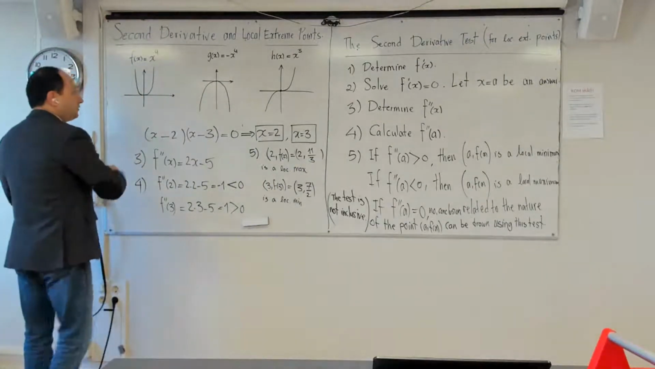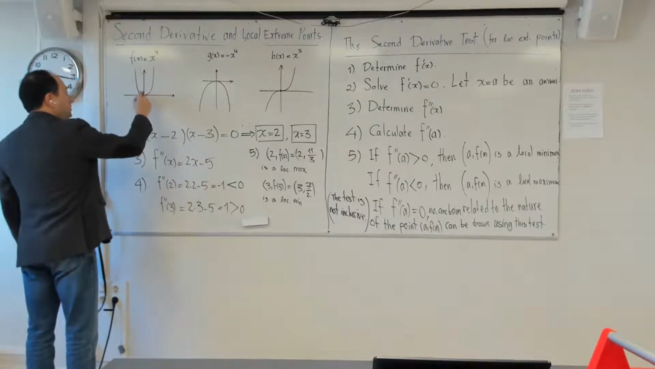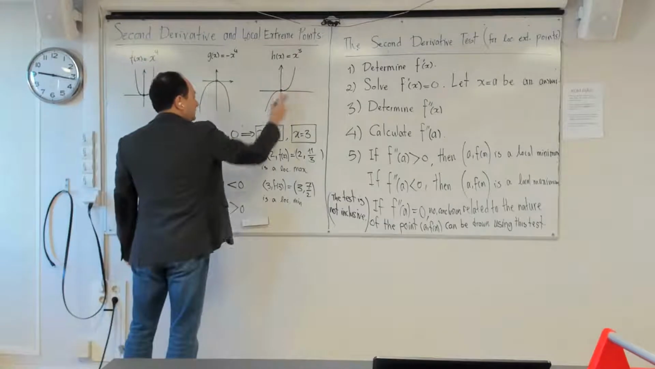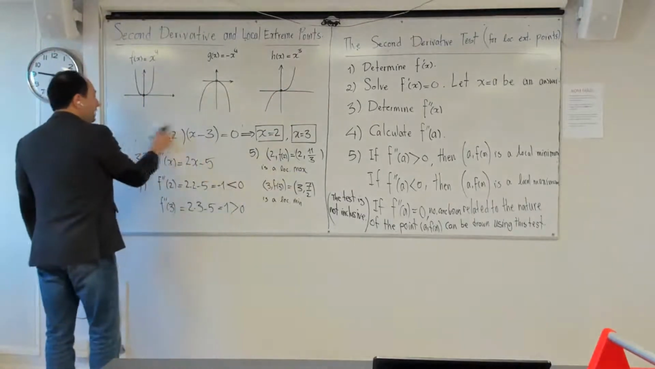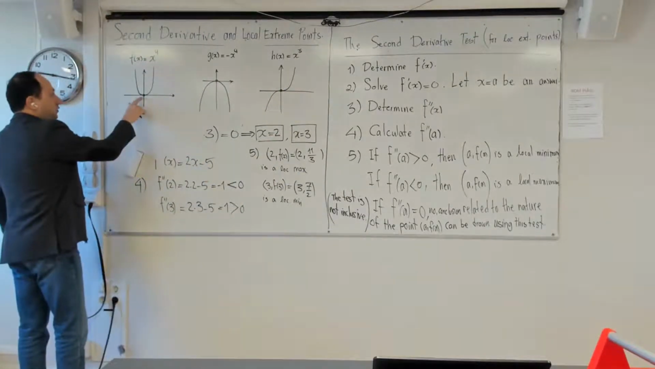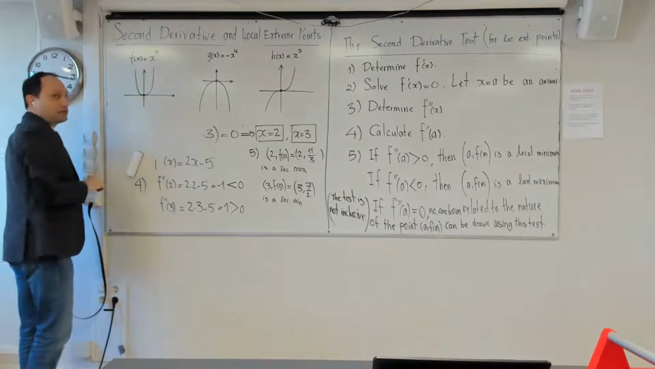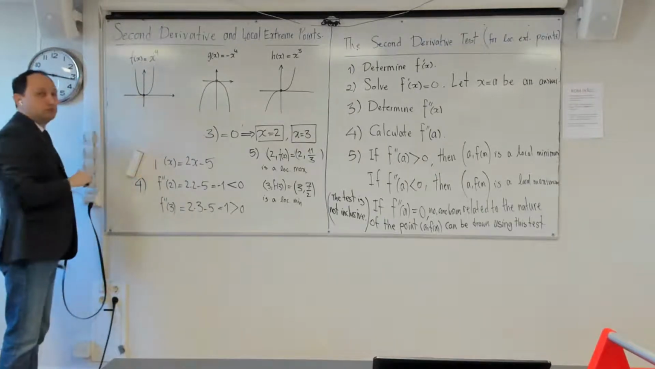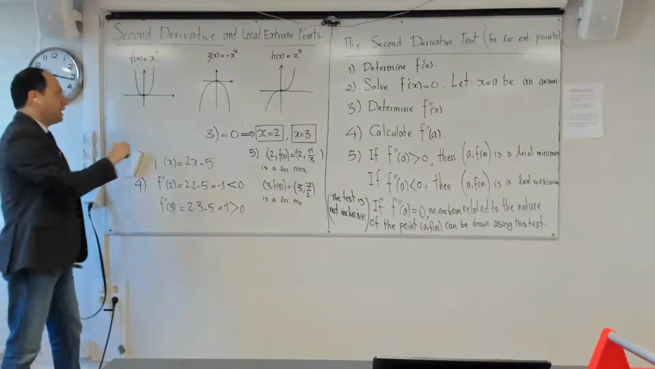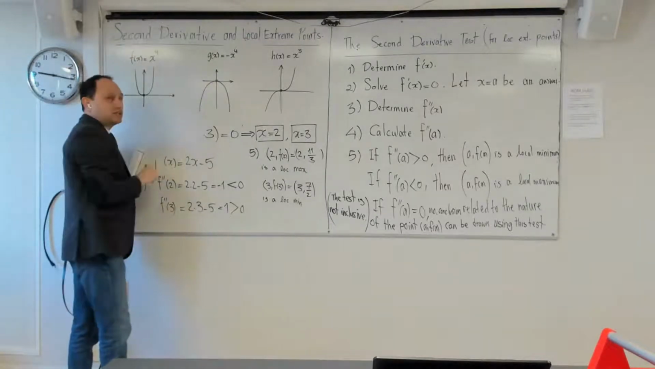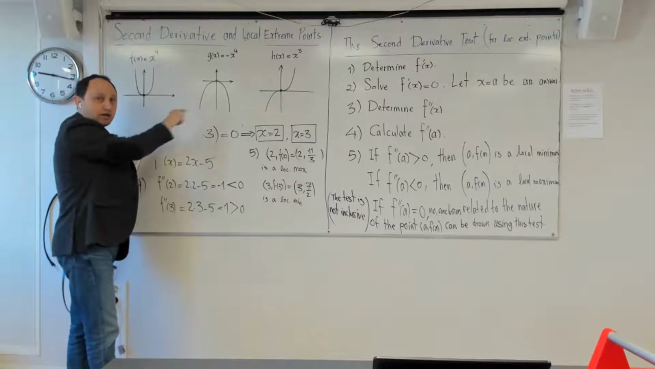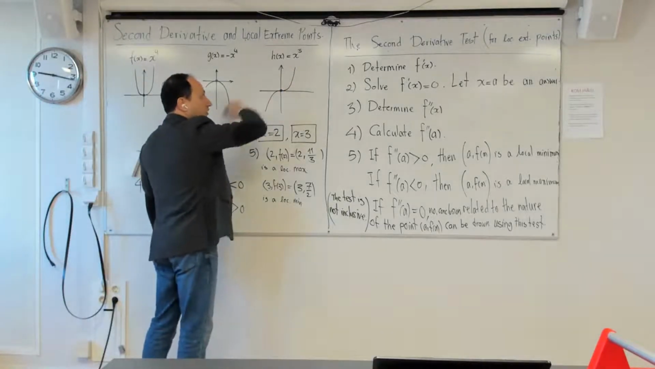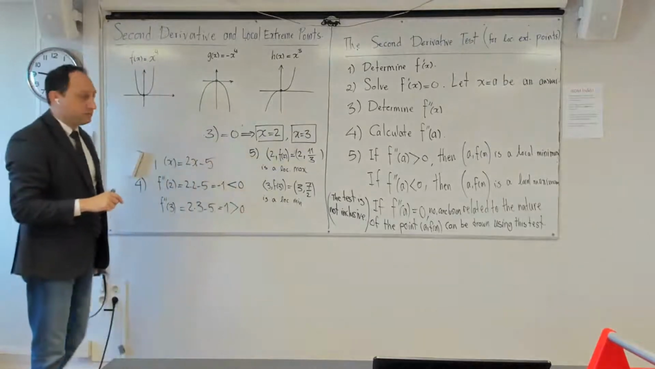Now, for all of them, I want to consider the origin. Okay? So now, if I ask you, what is this point for this graph? Hopefully you agree with me, this is a local minimum point. If I ask you, what is this point for this graph? That's a local maximum point. And if I ask you, what is this point for this graph? You will confirm that this is a terrace point.